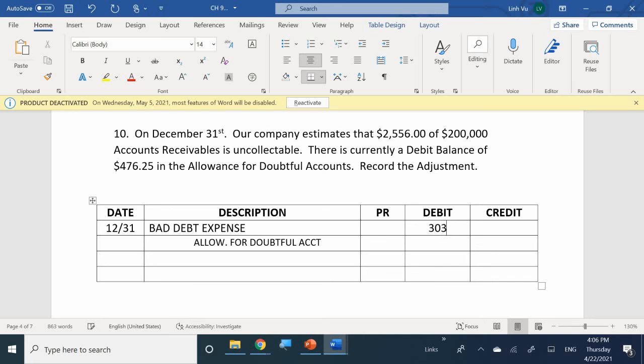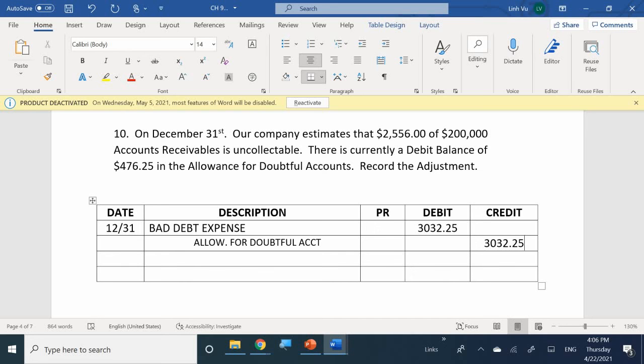$3,032.25. Okay, $3,032.25. Let's see. If you guys just do your calculation, 25.56 plus the 4.76. Good, right? Because it's a debit balance.